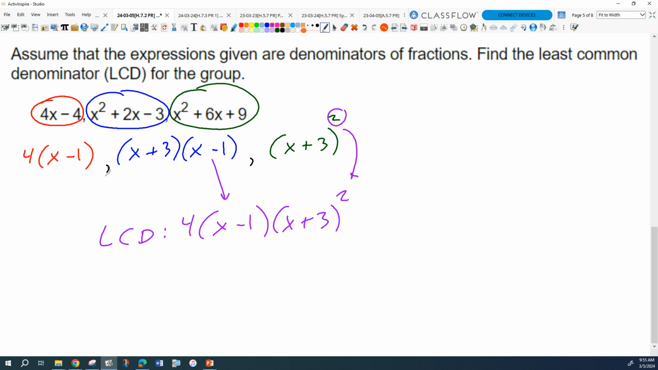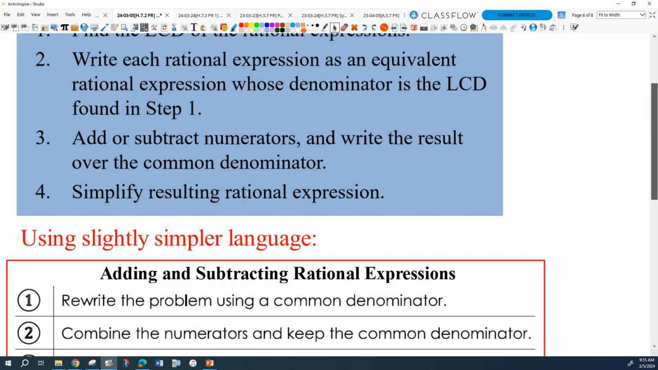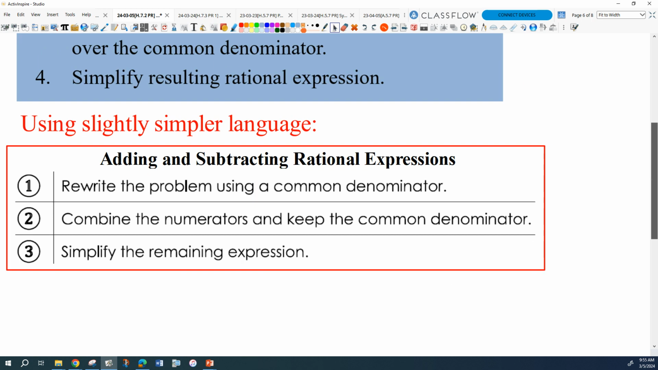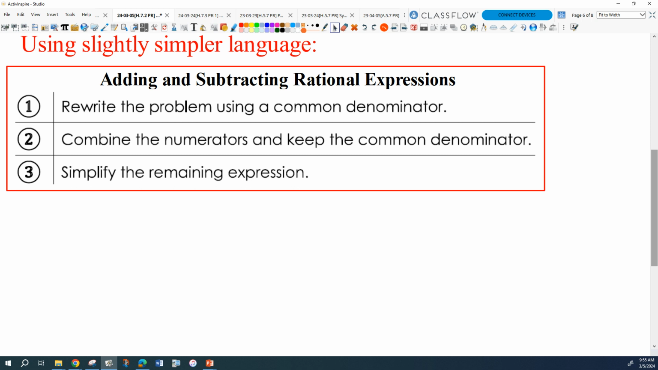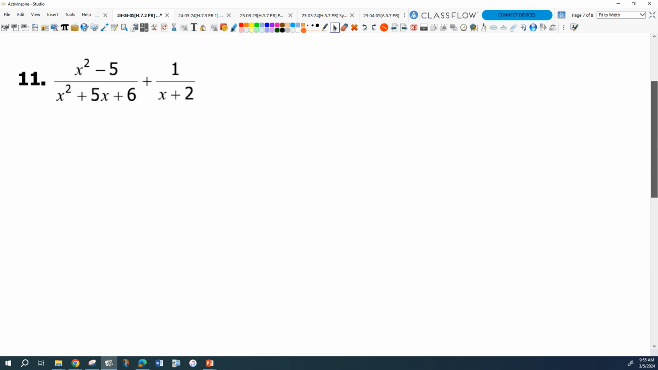Okay. All right, so now let's put this into practice. Let's actually go through this process. Here's a simpler way of thinking of it, from our textbook: rewrite the problem using common denominators, combine the numerators, keep the denominators common, and then simplify. So let's look at an example like this, okay? So what do we do then?